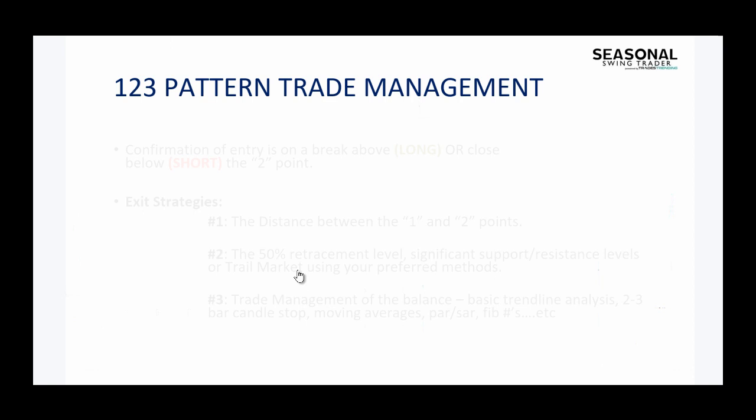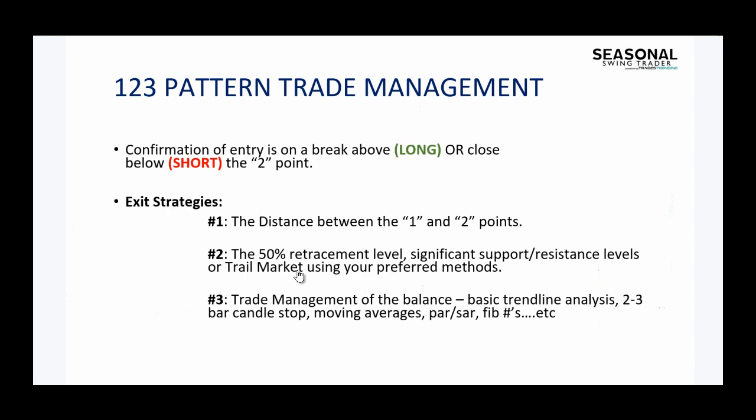So let's talk about 1, 2, 3 pattern trade management. Again, the confirmation of entries is on a break above the 2 or B point for a long, or a break below the 2 or B point for a short. Exit strategies. Now, if you're only trading one lot, whether it's one futures contract, one option contract, or one share of stock, I would say go and target the distance between the 1 and 2 point. It's uncanny how more often than not it will tag that off to a tick and then often reverse.